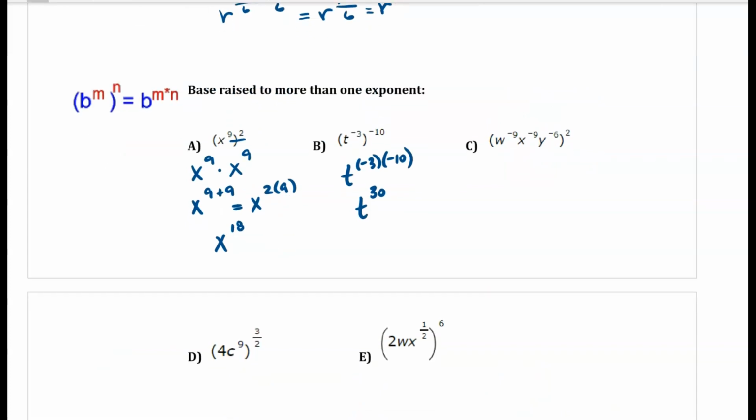Look at example C. We have a product in parentheses. Product means we're multiplying things together. So all these things are multiplied together and raised to the second power. When you get a pattern like that, you're going to raise every factor in the group to that power.